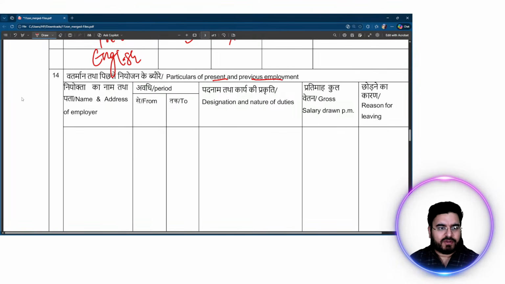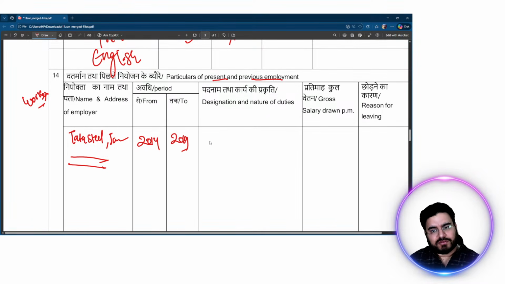Now this is, guys, for the students and candidates who have work experience. So you have to write the name. Let's say some student has worked at Tata Steel, so they can mention Tata Steel, Jamshedpur, whatever the address is, and from which period. Let's say you have worked from 2014 till 2019. What was your last designation? You can mention, let's say, you were the assistant manager, and the nature of duties was operations. What was your per month salary drawn here, and what was the reason for leaving?